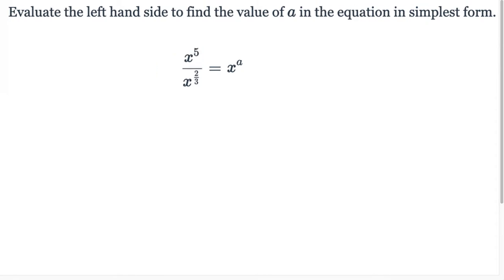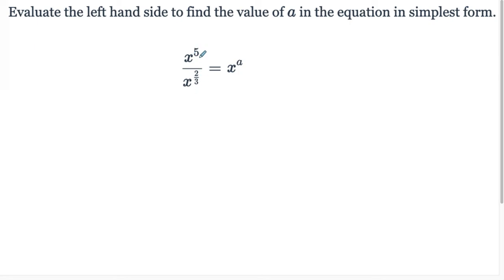So this is x to the 5th power divided by x to the 2/3 power. I want to know what a is, and I want to know if you could rewrite that if it needs to be in a radical form. Okay, so let's take a look at how to find out the solution to this. So we have x to the 5th power divided by x to the 2/3 power.